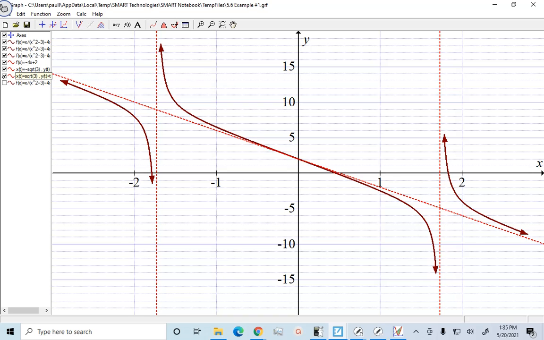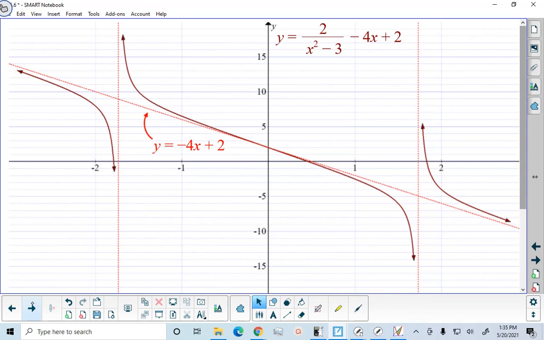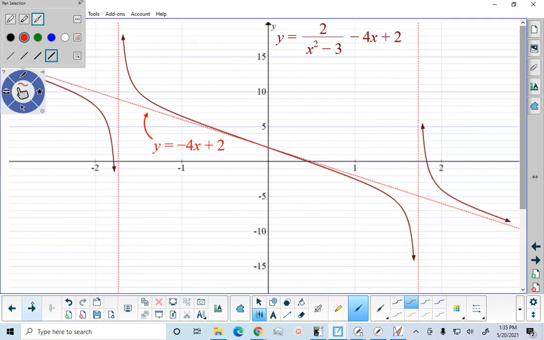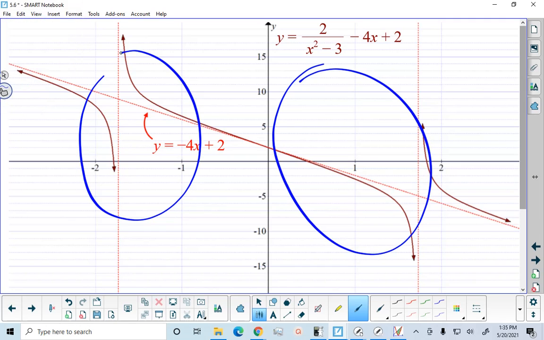But it doesn't matter what the graph is doing, say, here, or here, what matters is as x gets large. And as x gets large, you can see that this curve, which is the function, is getting closer and closer and closer and closer to the line negative 4x plus 2.